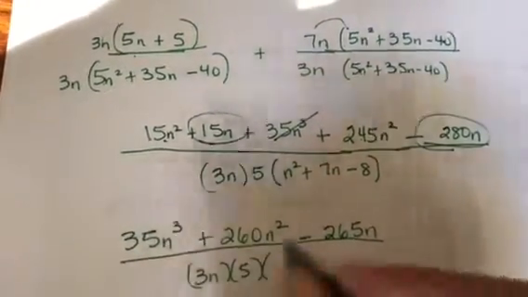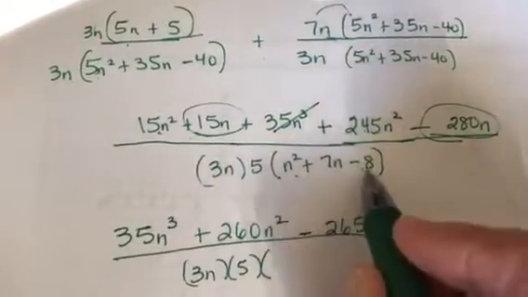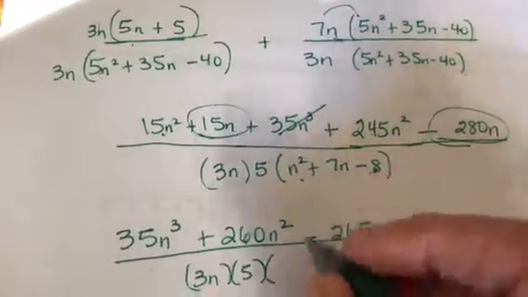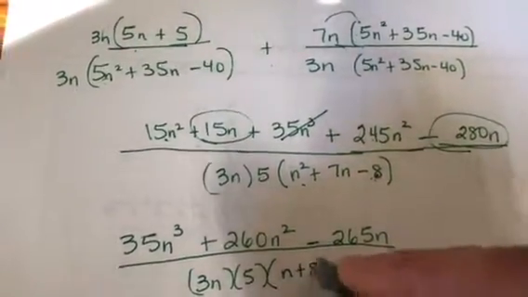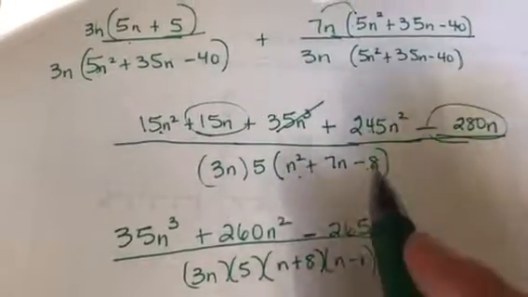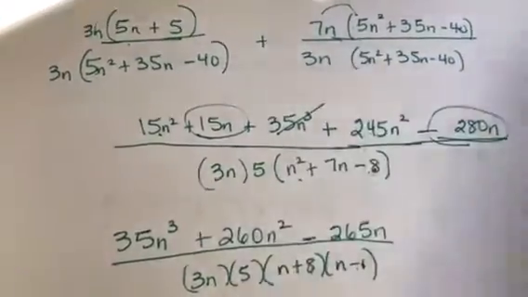I'm just going to leave that like that. If you wanted, I can see that that's going to factor, so I could go ahead and factor it now. Factors of negative 8 that add up to 7. So that's going to be what? n plus 8, n minus 1. You can see that multiplies to give me negative 8, but it adds to give me a positive 7.